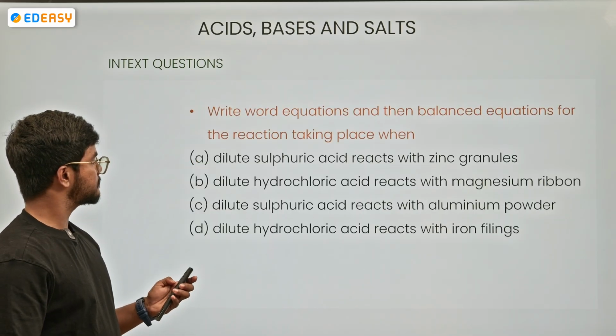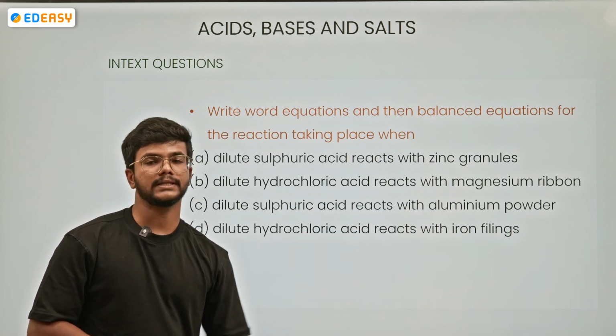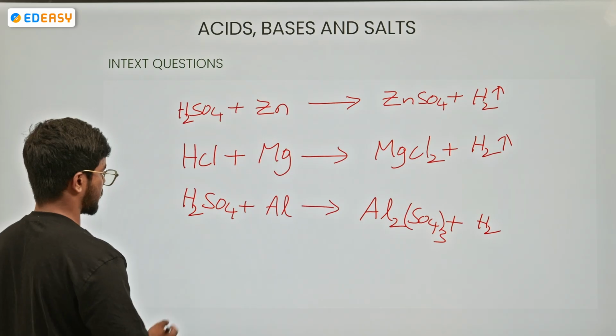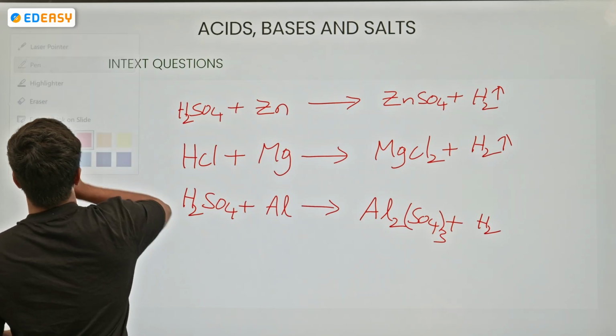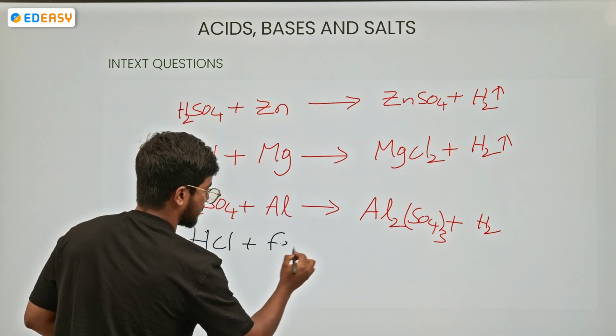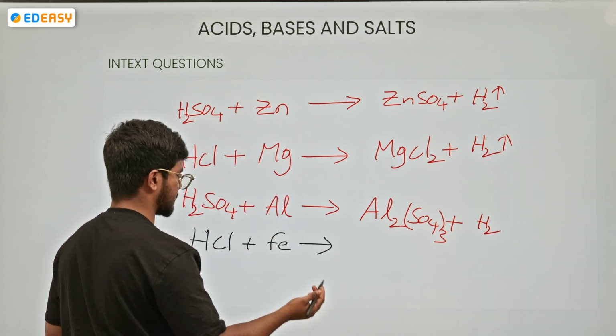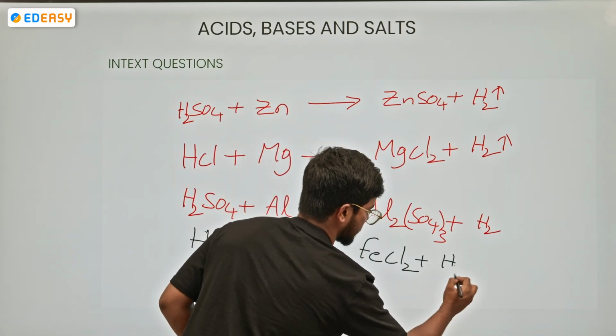Next is dilute hydrochloric acid reacting with iron filings. When dilute hydrochloric acid reacts with iron, it gives FeCl2 or FeCl3. So FeCl2, iron chloride, with hydrogen gas.